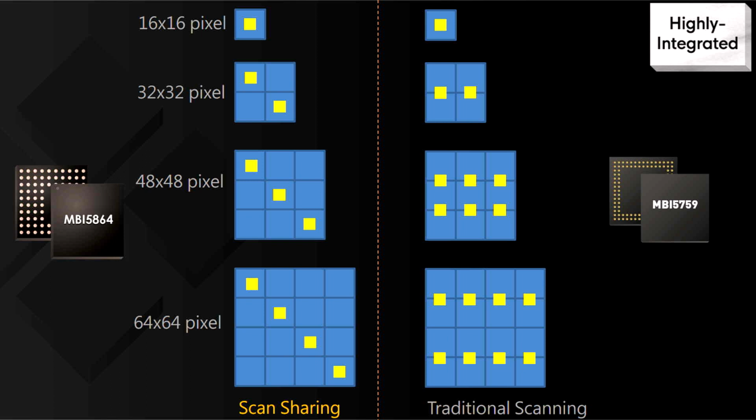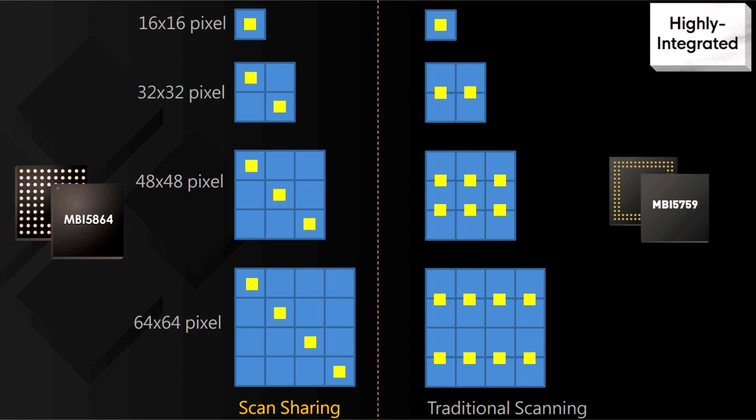What is scan sharing? Scan sharing means a single IC can share its functionality with another one, which means the functionality in one IC can be shared to another one and another one. So a single IC's contribution can be shared by not everyone, but by several chips, which means the utilization of the single IC functionality can be higher.